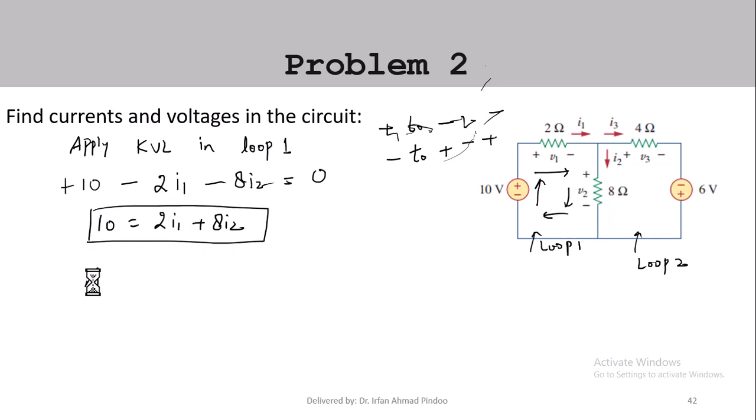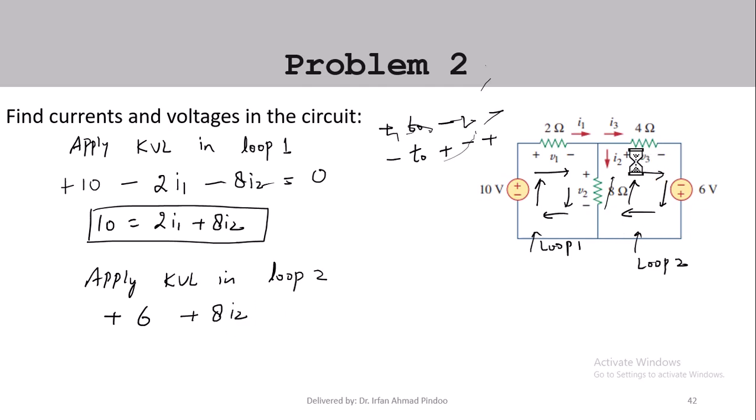In the same way, if we apply KVL in loop 2, what will we get? You can start from any one. So we are going clockwise like this, so we can write plus 6, because we are going from minus to plus, and then again from minus to plus, so we write plus 8I2, and here we are going from plus to minus, so minus 4I3 equal to 0. Or we can write 6 is equal to minus 8I2 plus 4I3.